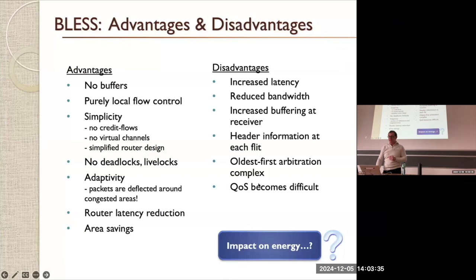Clearly, oldest first arbitration is complex. We have header information in each flit. That's expensive compared to wormhole routing. So we need additional wires for header information. QoS becomes a little bit more difficult, but there needs to be more work in that area.